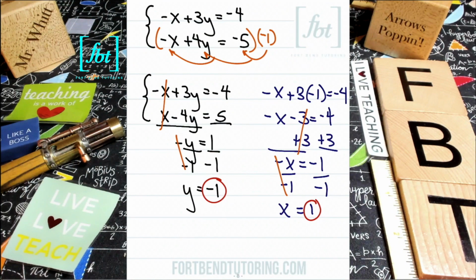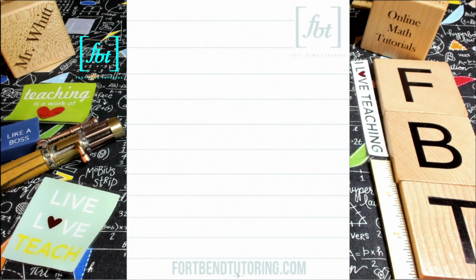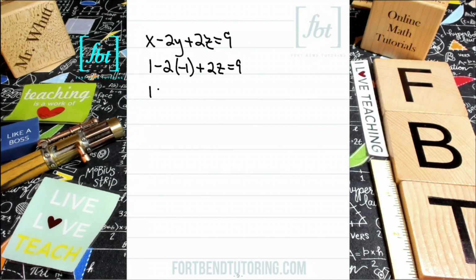So now that we know that y equals -1, that x equals +1, let's plug these values of y and x into one of the original equations. So I'm going to choose our first equation, which was x minus 2y plus 2z equals 9 in order to solve for z. We'll be replacing x with 1, then replacing y with negative 1, bringing down the positive 2z, which equals 9, and then simplifying. We'll have 1 plus 2 plus 2z equals 9, then combining your like terms on the left side of the equation here. 1 plus 2 gives us 3 plus 2z equals 9.